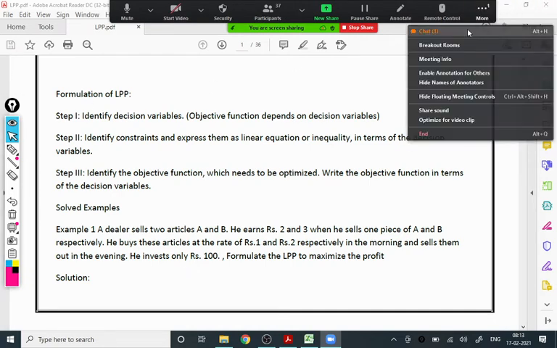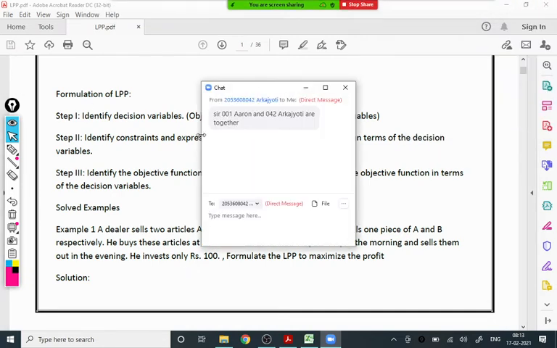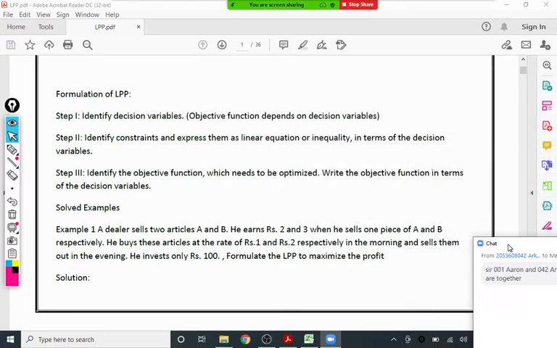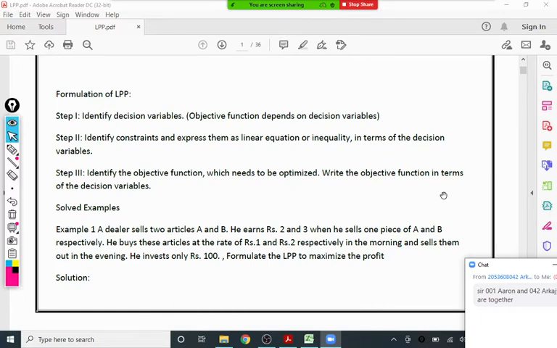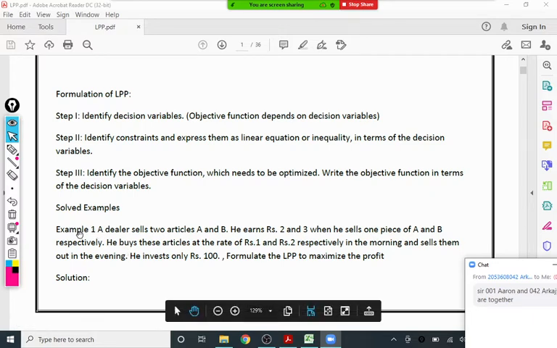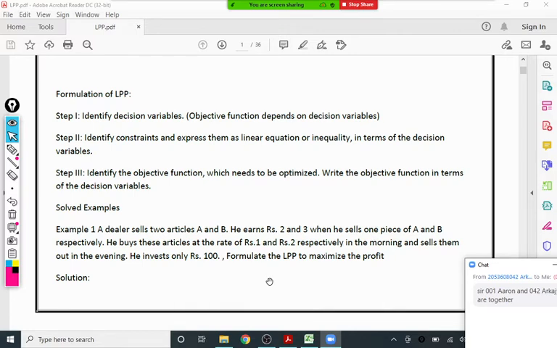Yes, someone is there on chat. Okay, a few of you are sitting together. That's not a problem. Yes, I'm asking. Tell me, objective function, whether it is a maximize or minimize. This is the question. Example 1 is in front of you. Quick. I'm not getting any answer.